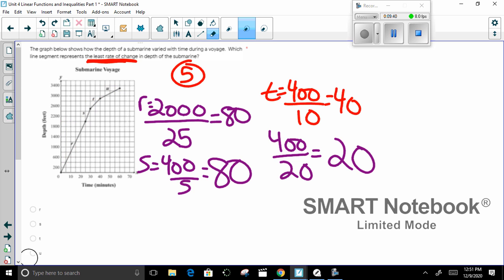It would be U. Whoops. And you could kind of tell, remember, the less steep, the less rate of change. The more steep, the higher rate of change or the higher slope. So could you possibly have figured this out without solving it all? You could have.